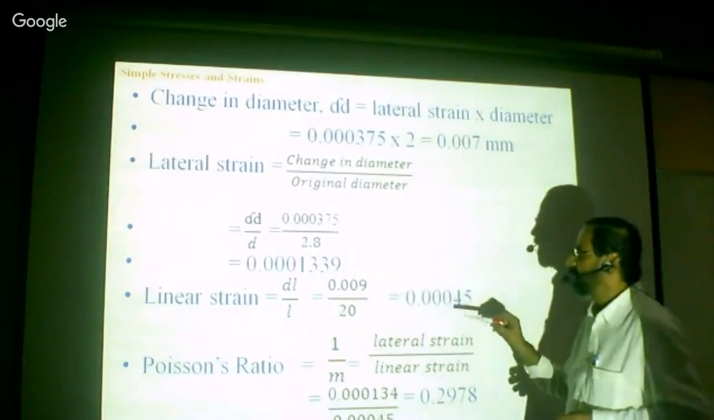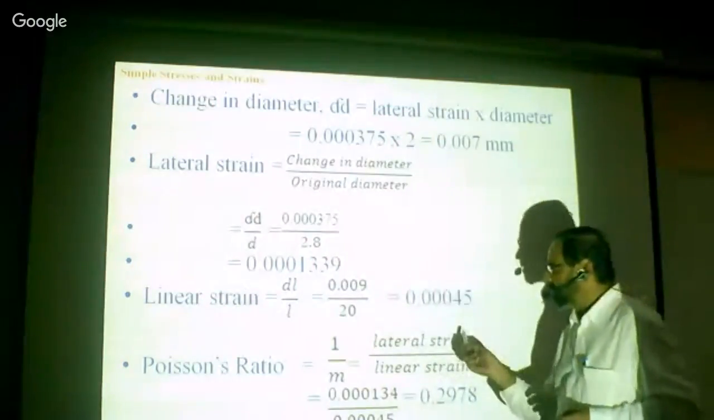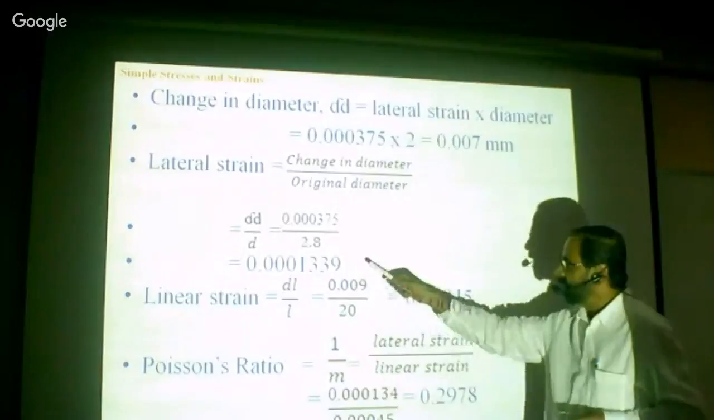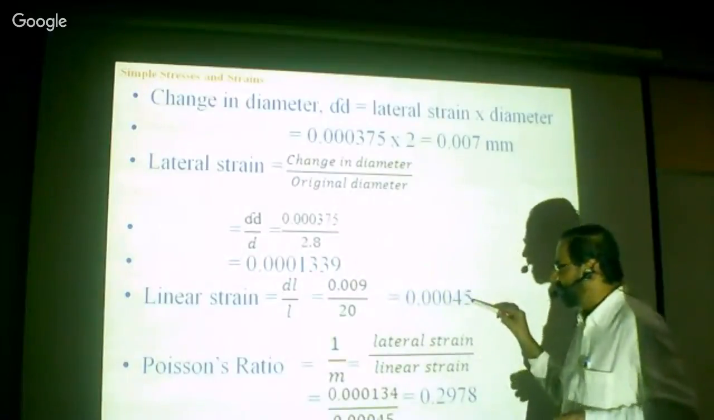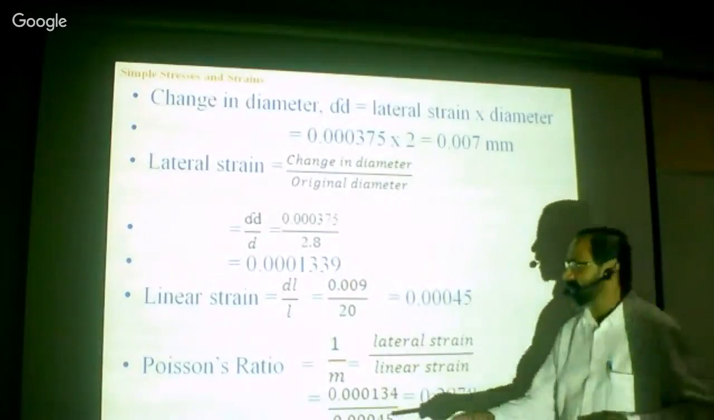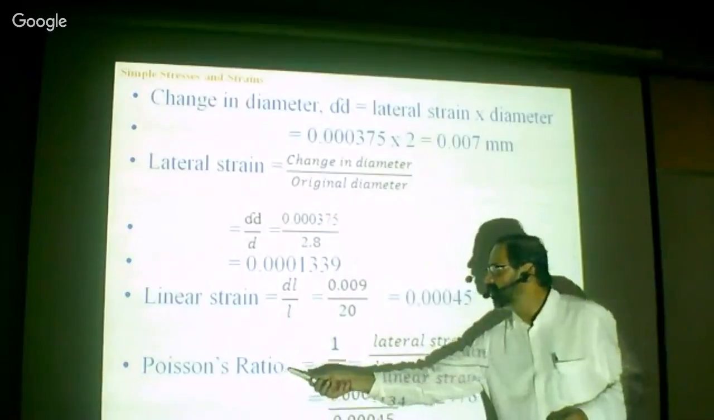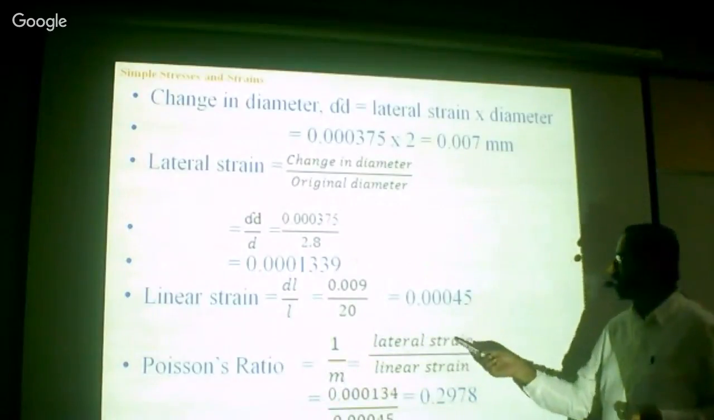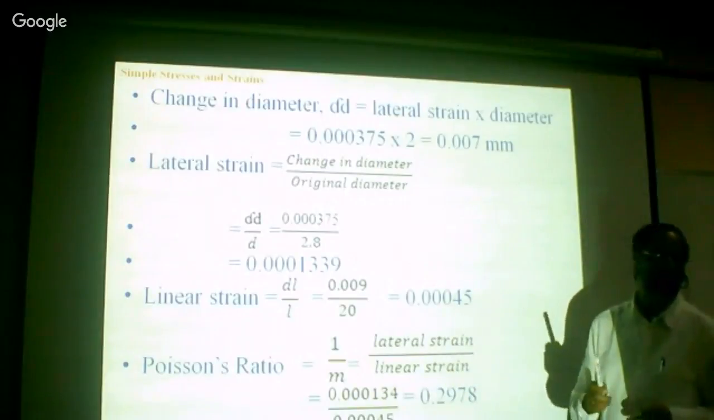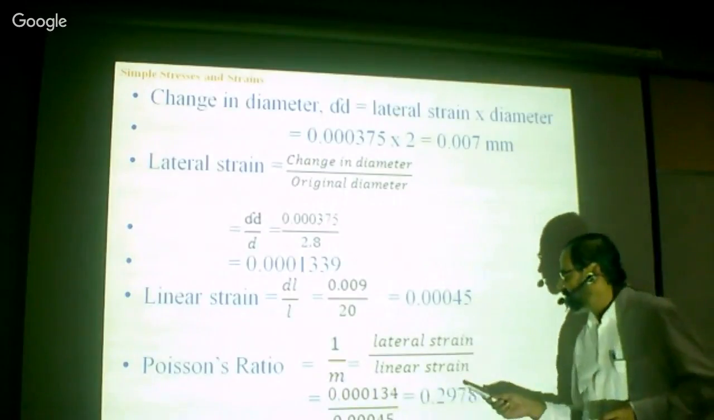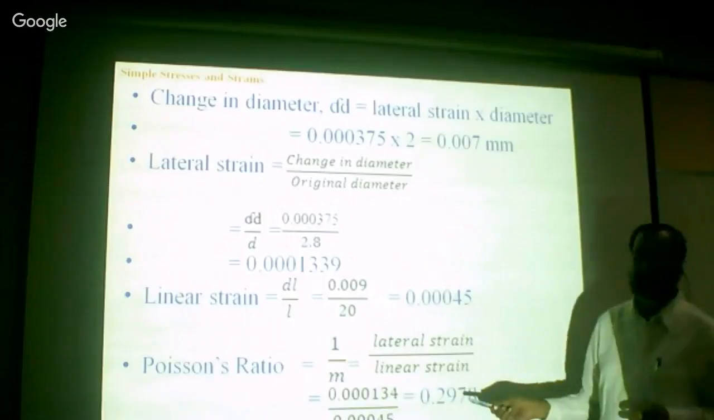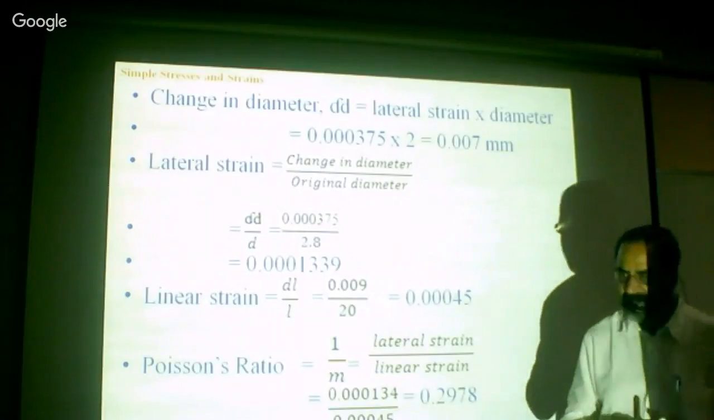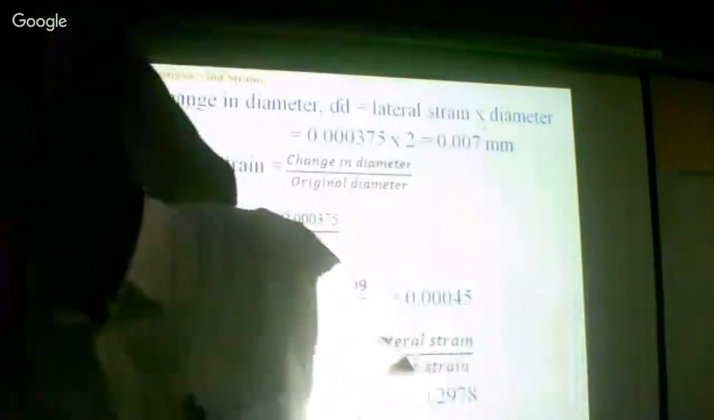Therefore, we have the lateral strain and the linear strain. From these two data, we can now calculate the Poisson's ratio. We know the definition of Poisson's ratio: lateral strain upon linear strain. From this we can calculate, and now this is the value of Poisson's ratio.